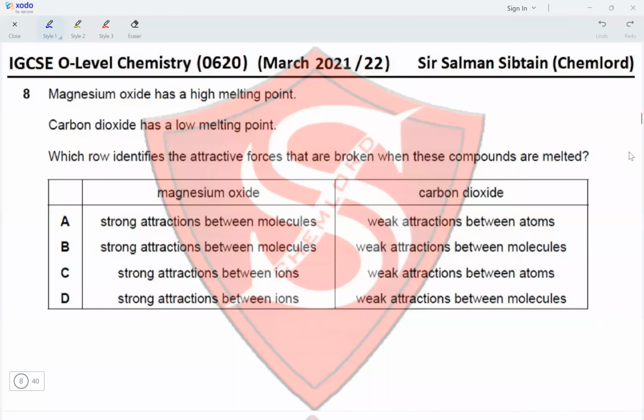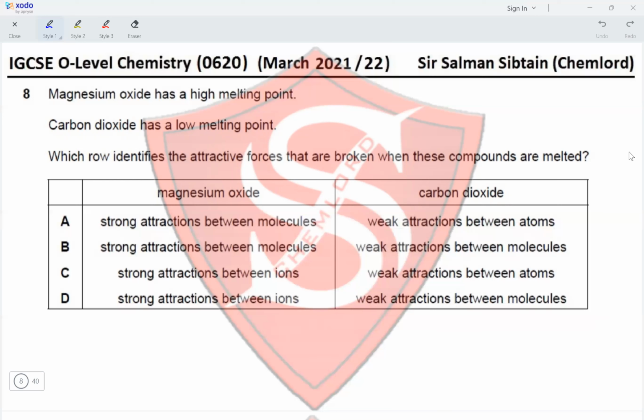Question 8. Magnesium oxide has a high melting point and it is an ionic compound. Carbon dioxide has a low melting point and it is a covalent compound. Which row identifies the attractive forces that are broken when these compounds are melted? So since magnesium oxide is an ionic compound, strong electrostatic forces of attraction would need to be overcome. And since carbon dioxide is a covalent compound, weak intermolecular forces would have to be overcome.